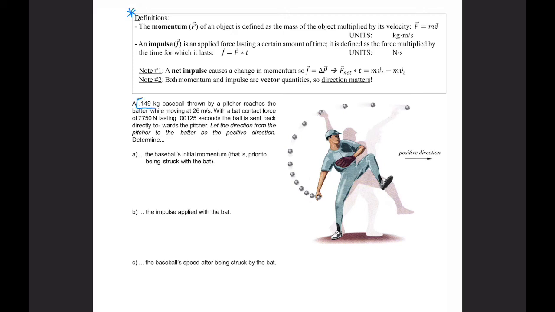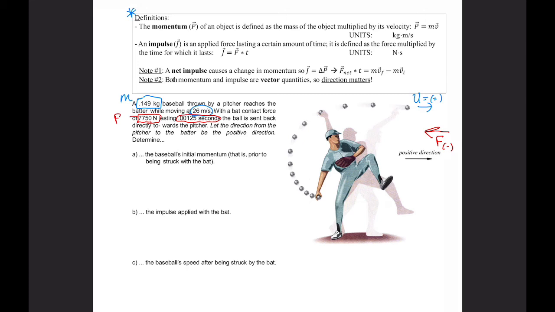So you have a 0.149 kilogram baseball. That's going to be our mass. It's thrown by the pitcher to the right. The right is the positive direction. So v initial is going to be a positive number. It's moving at 26 meters per second. The bat is going to contact our ball with 7,750 newtons of force, F. Now think about which way the batter is going to hit the ball. The batter is going to hit the ball back in this direction. So the force is going to be to the left, which will be a negative number. Then they give us the time in which the ball and the bat are touching.